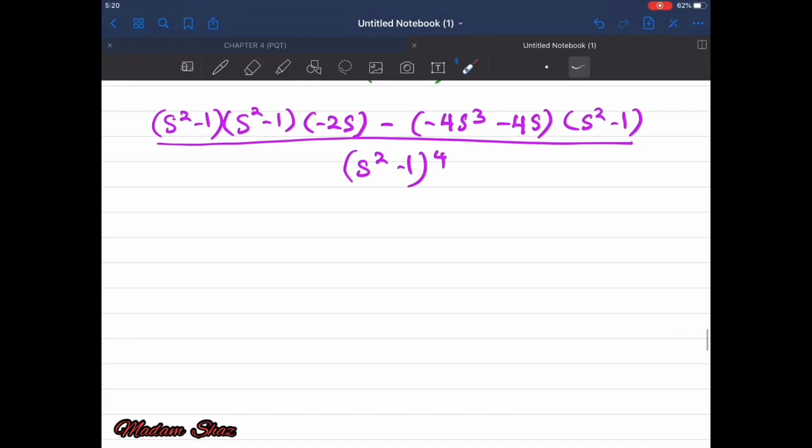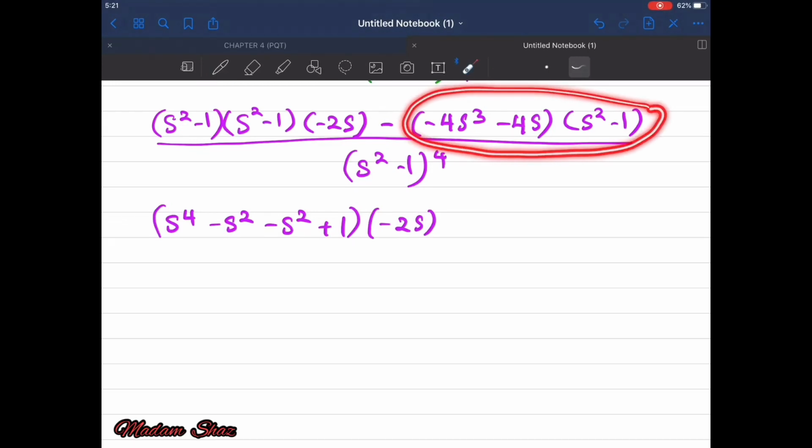So simplify first two terms here, s square minus 1, s square minus 1. S square multiply s square, s the power of 4. S square multiply negative 1, negative s square. Negative 1 multiply s square, negative s square. Negative 1 multiply negative 1, positive 1. So make it in bracket, and then you have to multiply again with the negative 2s. So the terms at the back here, you have to expand.